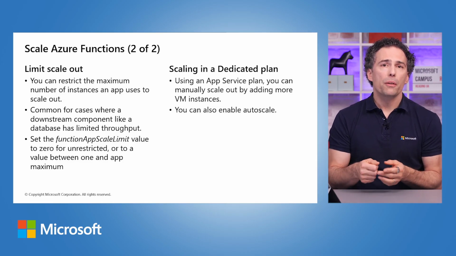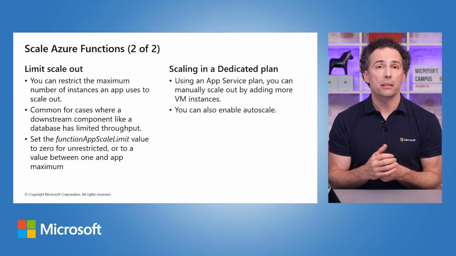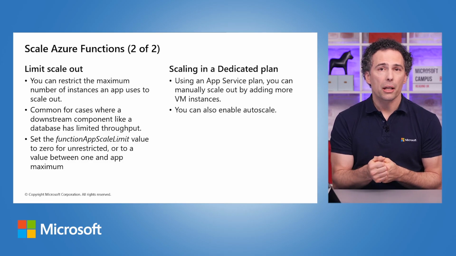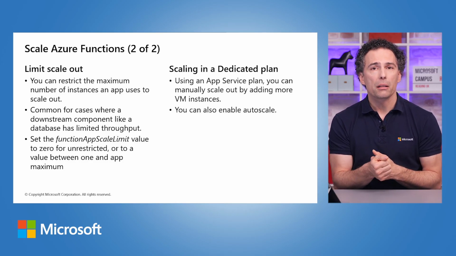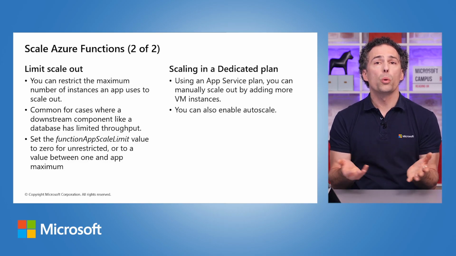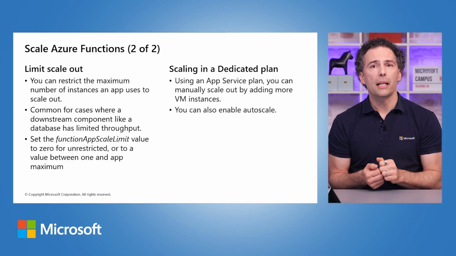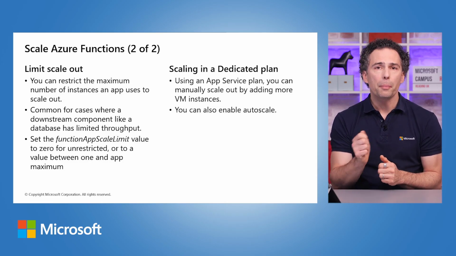When using an app service plan, we have the flexibility to manually scale out by adding more virtual machine instances. Additionally, we can enable autoscale, allowing the system to dynamically adjust resources based on rules we define. And to show you how powerful scaling with Azure Functions is, let me pull up a demo.